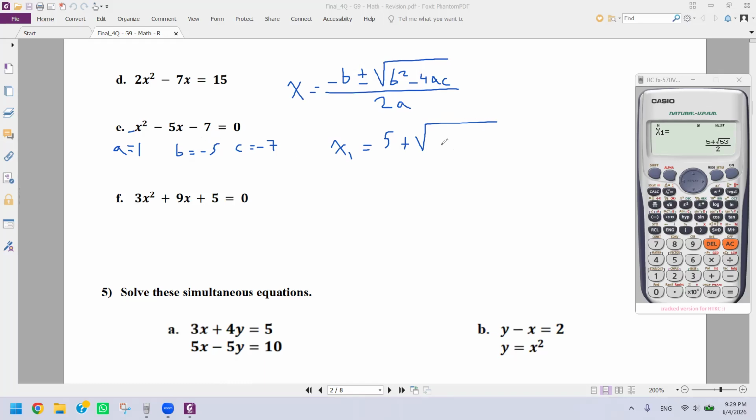b squared, minus 5 squared, is 25. Minus 4 times a. What is a? It is 1, times c. What is c? Minus 7. Over 2a. 2 times a. So 2 times 1 is 2.